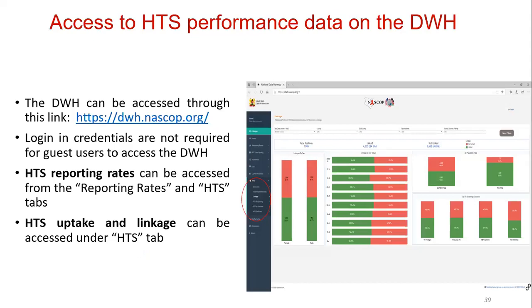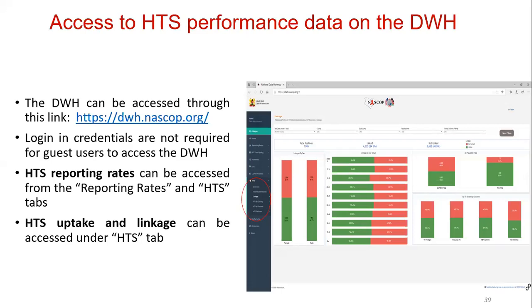just a demonstration of how you can access the HTS data on the national NASCOP website. You can get both the HTS reporting rates and also service performance from HTS uptake and linkage as shown here. And you can drill down to either partner, county, sub-county, or facilities, and compare what you have on the ground with what you have in the warehouse, just to be able to translate and see whether it's what you expect to see.